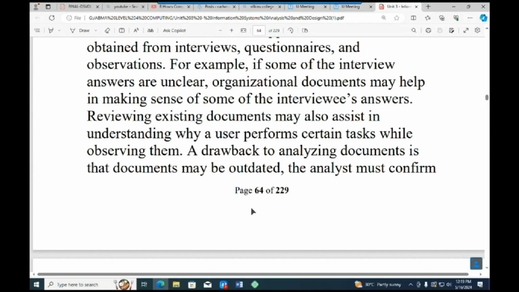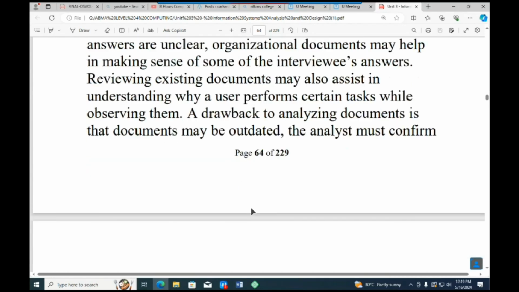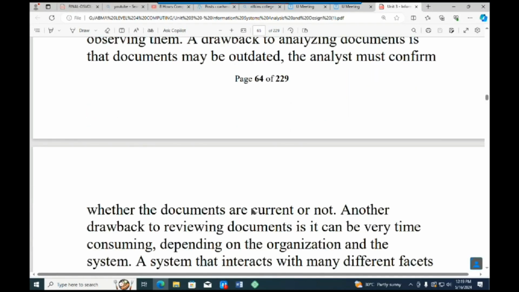other techniques. There is a drawback to this technique, or a disadvantage to this technique, or a weakness to this technique, and it is that you might be analyzing documents that are outdated.